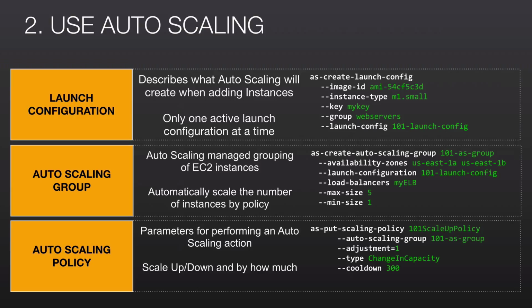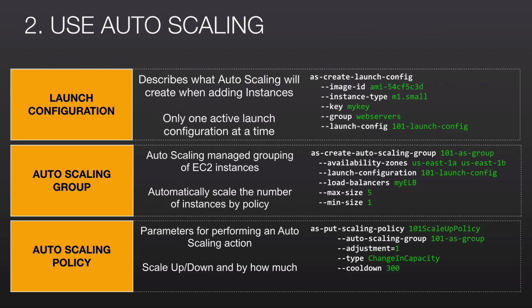Next thing you need is an auto-scaling group. That's a managed grouping of EC2 instances. You're defining here the minimum and maximum size of the group, load balancers that you may wish to register members of this group with, and importantly, which availability zones within the specific region you're operating within you wish to create these instances inside. And then lastly, an auto-scaling policy, which defines the parameters for performing an auto-scaling action.